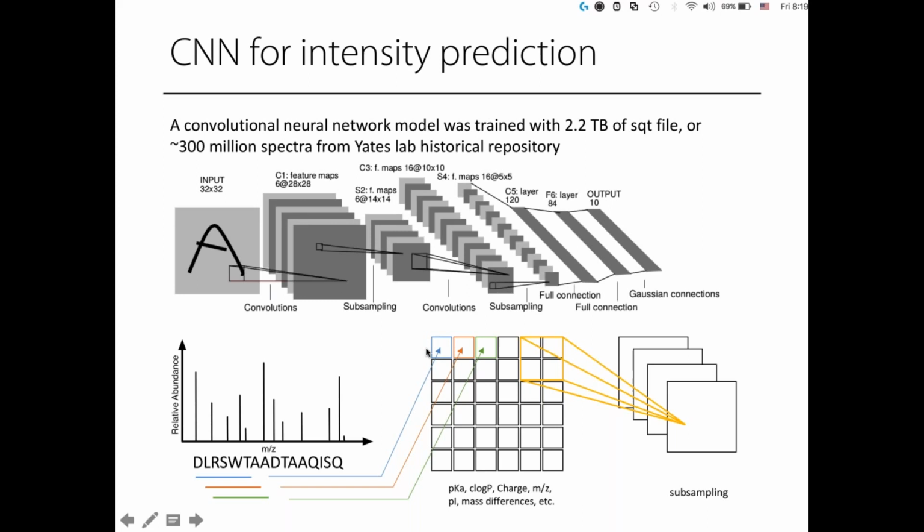first position of the first layer of this CNN, and then we slide one amino acid to the right, and we put another one. And after we construct the first layer, we perform a subsampling, and then we have the second layer, and then we repeat this process.